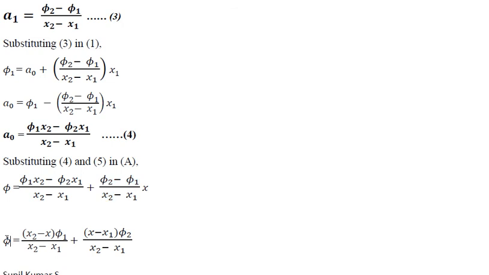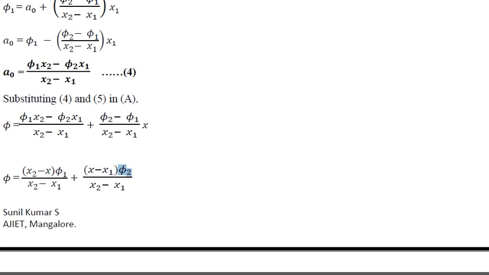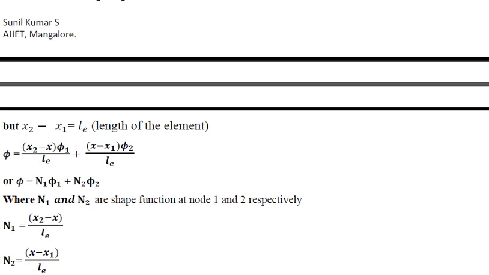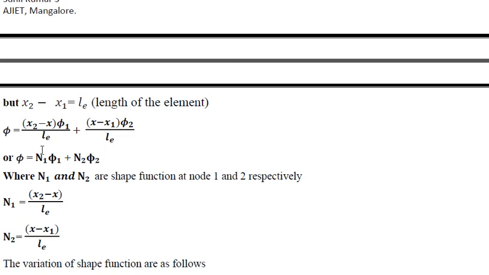So the global angular rotation is equal to something into phi 1 plus something into phi 2. Here we are relating global angular rotations with nodal angular rotations, and we are multiplying by some coefficients. That coefficient is called the shape function.